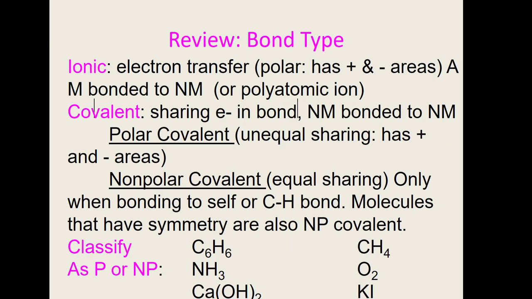Here's a slide that just reviews what we just talked about. Again, ionic is a metal bonded to a nonmetal, or it could be a polyatomic ion, or maybe even 2 polyatomic ions. Regardless, that will be ionic. I'll have a cation and an anion. That will be polar. Covalent, we're sharing electrons. It can either be unequal sharing, and if that is the case, it will be polar. If I have equal sharing, if I have an atom bonded to itself, or I have a carbon-hydrogen bond, or I have the same bond all the way around a central atom, all those cases, it will be nonpolar.